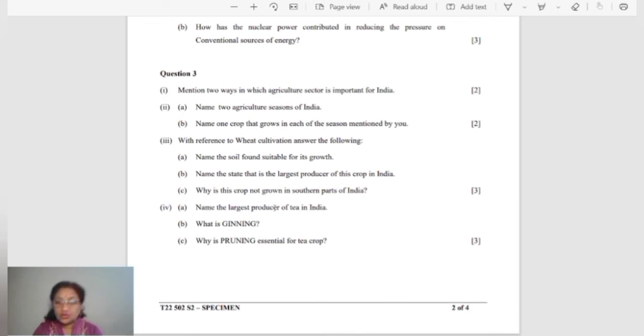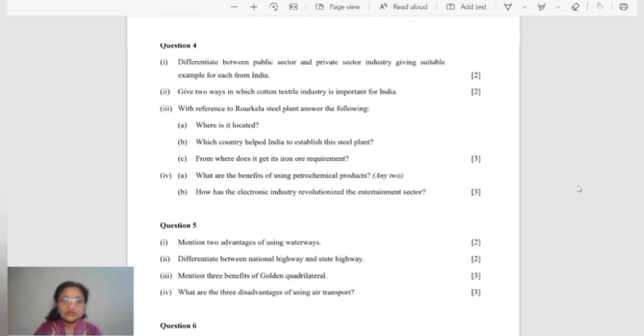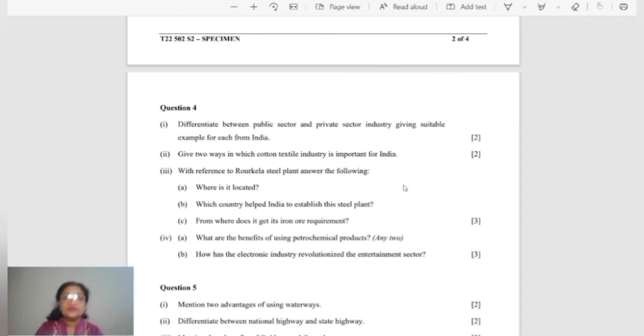See, so what is clear by this? All these questions belong to one unit, that is agriculture, which is the second unit we have in our syllabus. Now let's see the fourth question, that is the third unit. Now it belongs completely to industries. You can see here: very clearly differentiate between public sector and private sector industry, right? Giving suitable examples. Then give 2 ways in which the cotton textile industry is important for India.